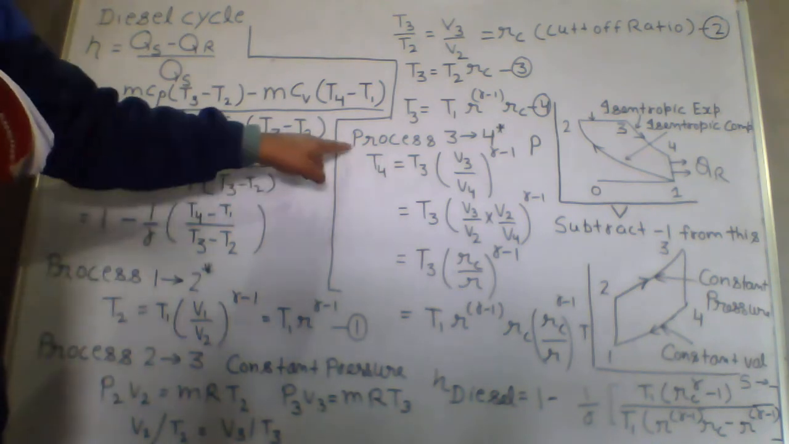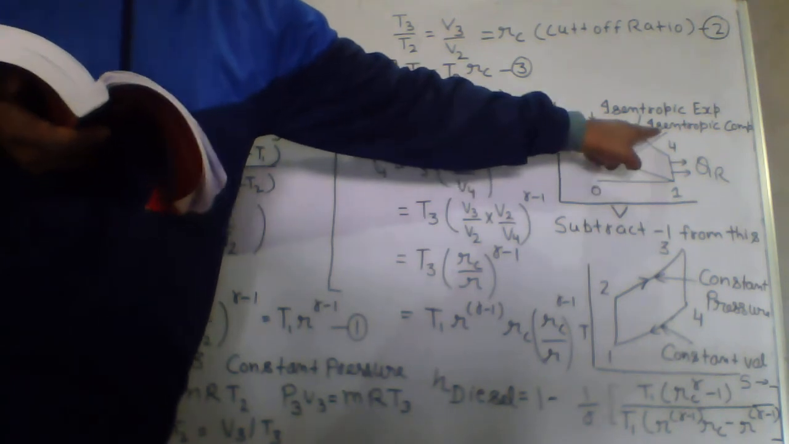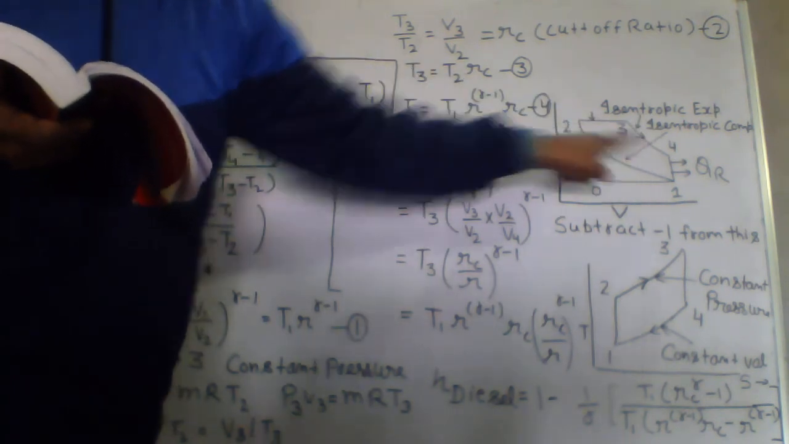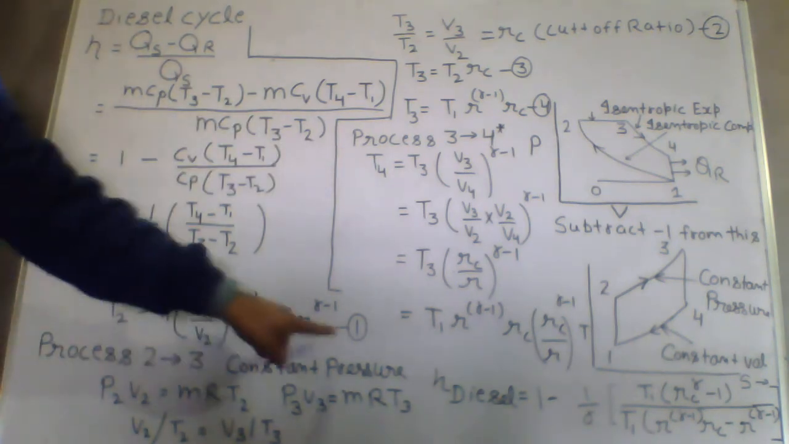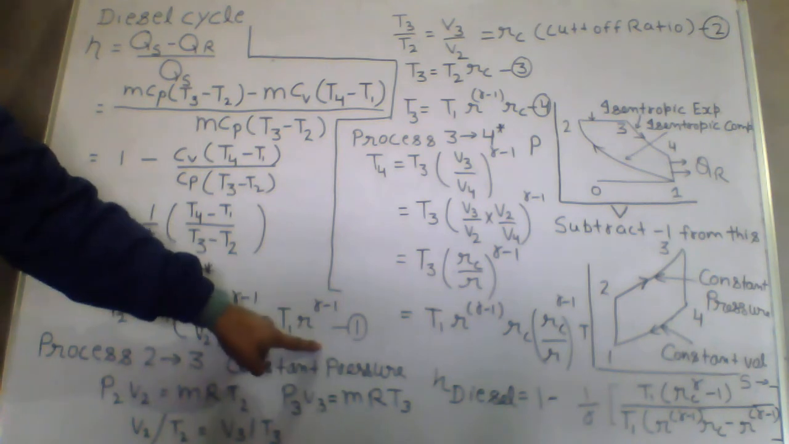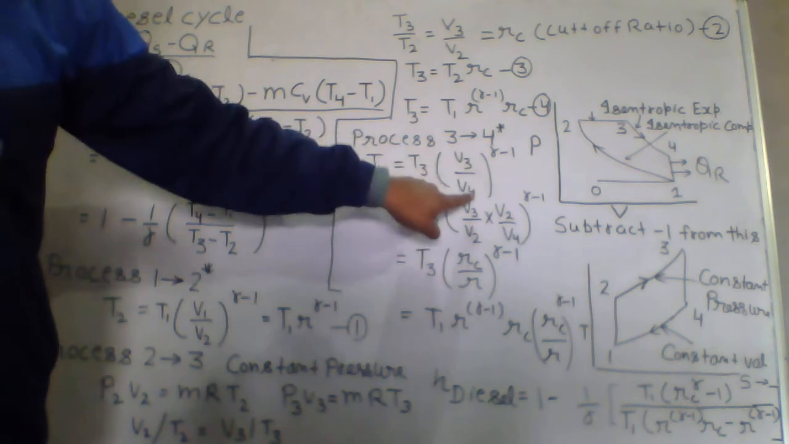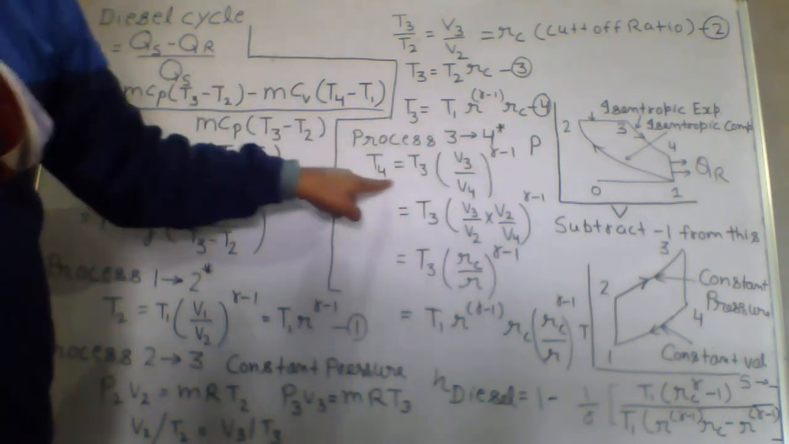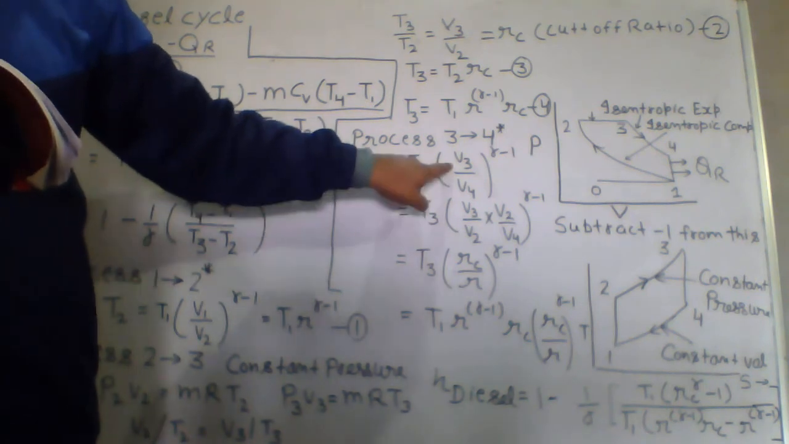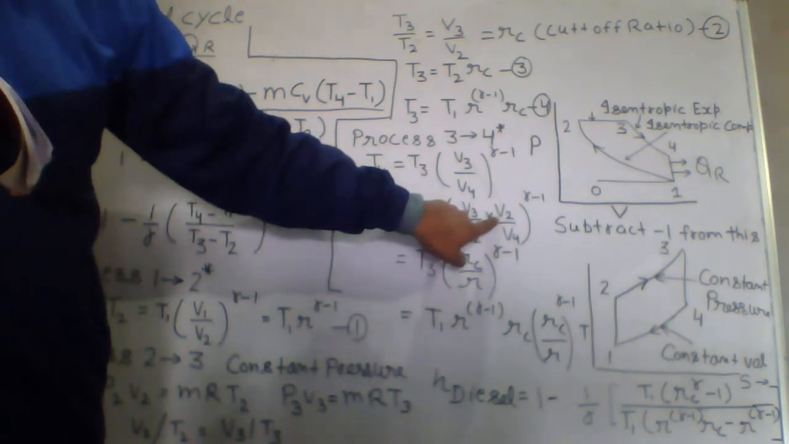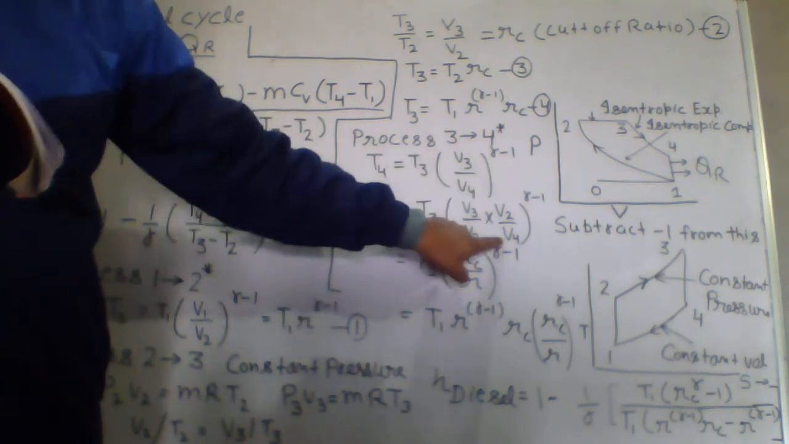Now come to the process 3 to 4. This is your 3 to 4 process, which is isentropic expansion. From 3 to 4, isentropic expansion. Again, as you had the first equation, in a similar way, you have this equation: T4 is equal to T3 into V3 by V4 raised to power gamma minus 1. In the same way, you can write here V3, and you can multiply and divide by V2. We will get this equation.